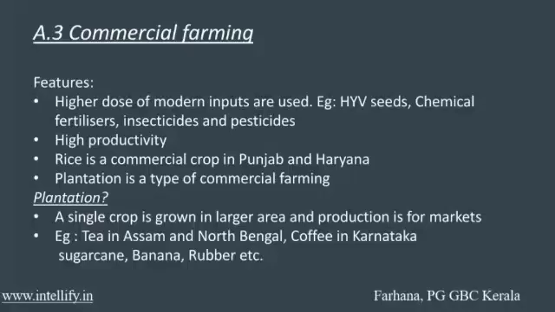Plantation is also a type of commercial farming. And do you know what is plantation? Plantation is nothing but a single crop grown in a larger area, and the main motive of this is the production for markets. Tea in Assam and North Bengal, coffee in Karnataka, sugarcane, banana and rubber are some of the examples of plantation crops. So with this we came to an end of types of farming. Next topic to discuss is cropping pattern. So let's move on to cropping pattern.